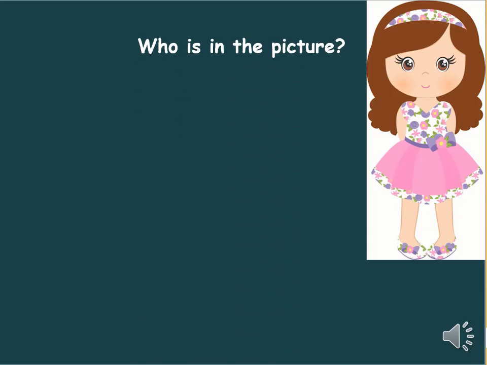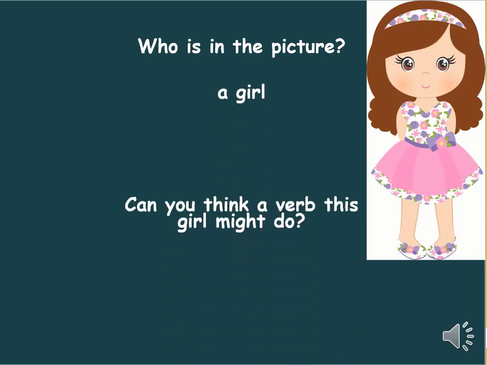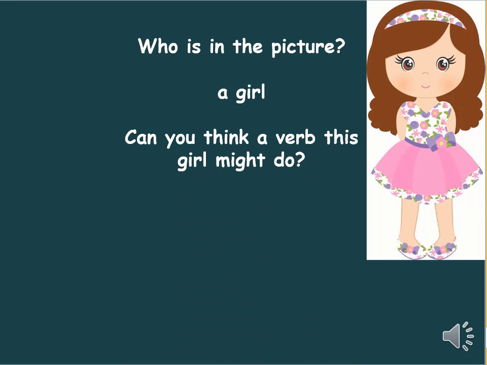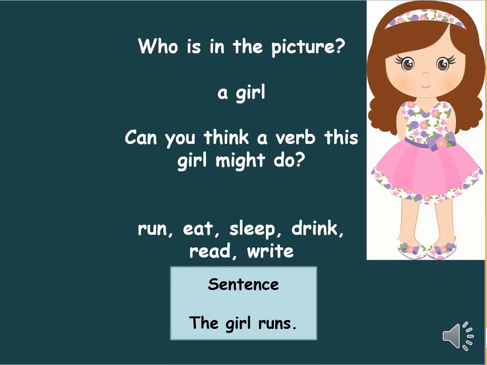Look at this picture. Can you guess who is in the picture? Yes, a girl. Can you think of a verb this girl might do? Run, eat, sleep, drink, read, write, etc. Now if I tell you to make a simple basic sentence, you can say the girl runs or the girl eats. So as we have seen, a proper sentence must contain a noun and a verb.